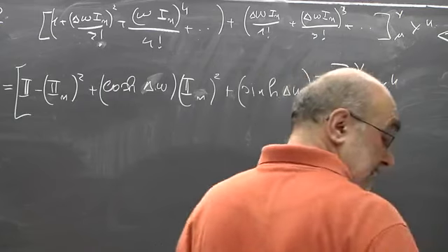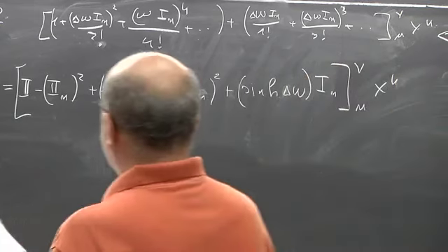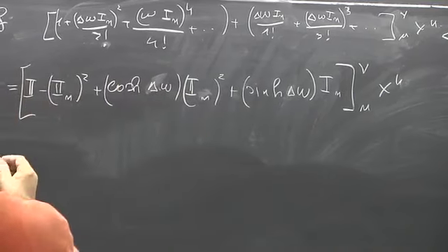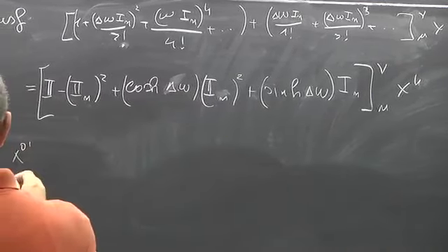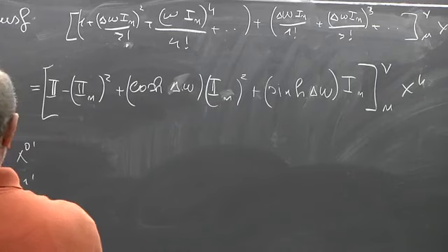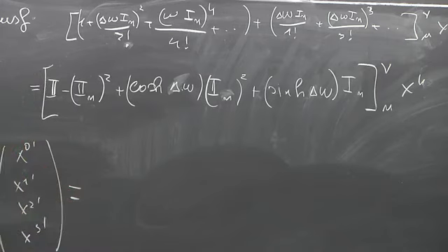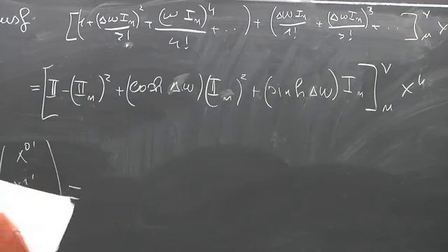So let's plug in explicitly the matrices. If we plug in the explicit expression of the matrix, we get x0 prime, x1 prime, x2 prime, x3 prime. Remember, we are doing the transformation.